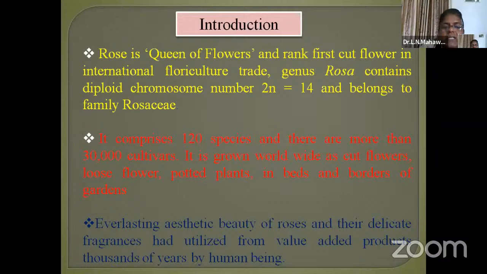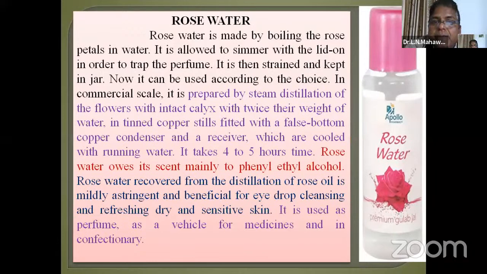The everlasting and aesthetic beauty of the rose and its delicate fragrance have been utilized for value-added products for thousands of years by human beings. Especially rose water is a very important product, which is very famous here in our Pushkar area of the district Ajmer. And now there is a scarcity of water in the Pushkar area.